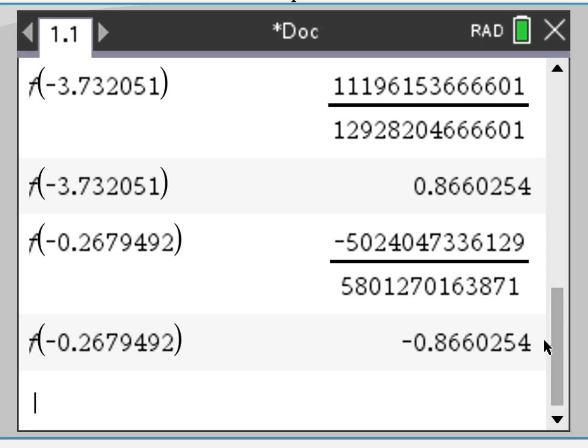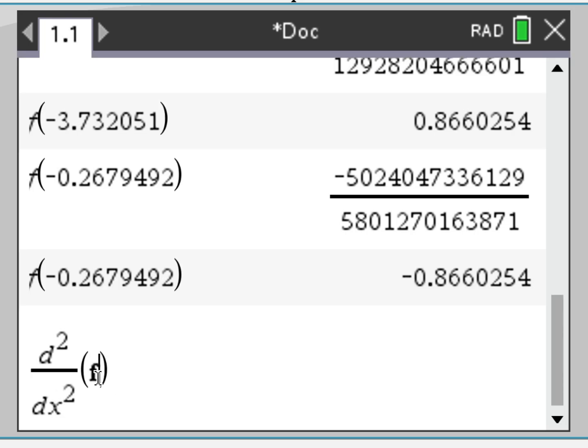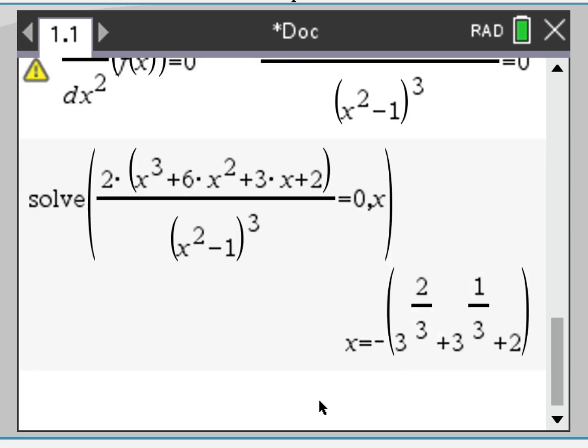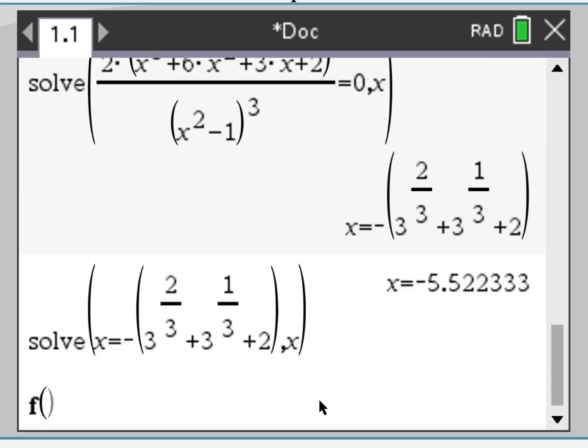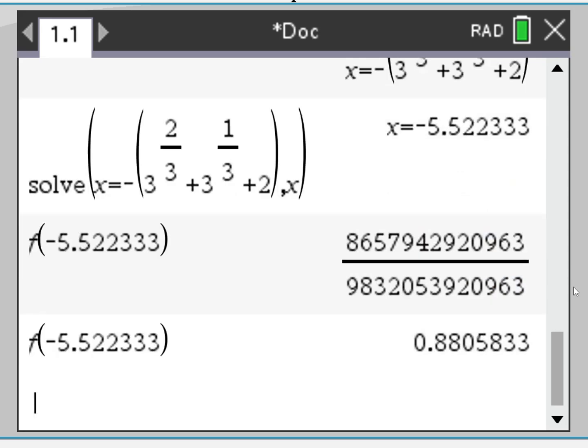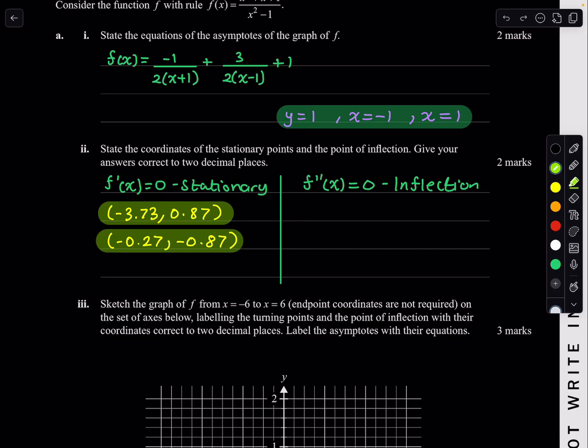So also I'm going to find the point of inflection. Let's go back. The point of inflection is when we let the double derivative equal 0. So that's my x coordinate, and to find the y coordinate, I'll sub it back into the original function. So let's write that down also. All right, so this one here is negative 5.52. And the other one's 0.88. Done. Really nice, easy.